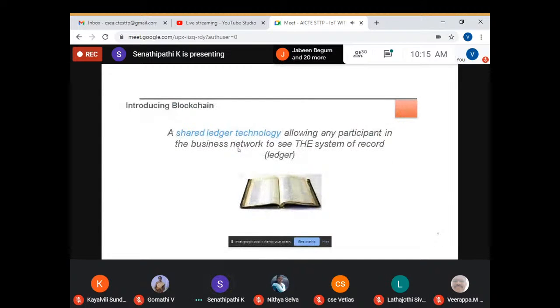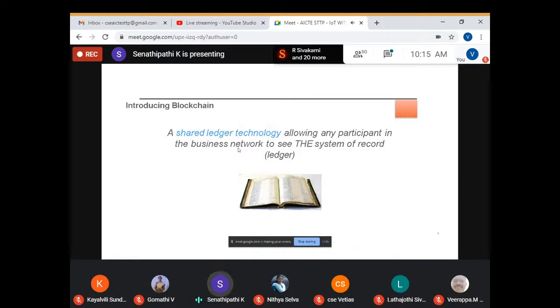Right? So what is blockchain? Blockchain is nothing but a chain of blocks, or we can put it in a different way, a shared ledger technology, which allows any participant in the network to have the ledger, see the ledger, validate the transaction, confirm the transaction, and have a copy of the ledger, right?